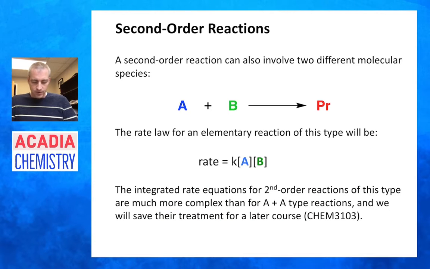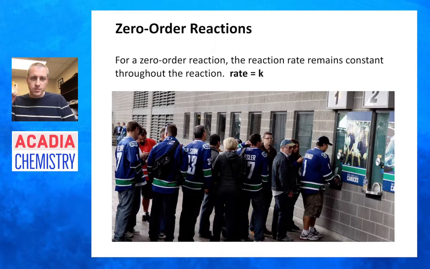Second order reactions of a different type, where you have A plus B goes to product, give you a rate law that looks like this. Again, this is an elementary reaction. You can do integrated rate laws for these. They are far more complex, and we won't be handling those in this course. We're only doing the A plus A type, the more dimerization types. But it's doable. It's just a little bit more complex, so we're going to keep it simple at this point.